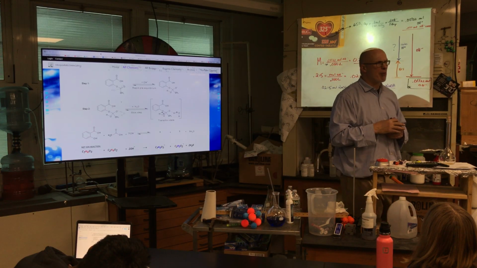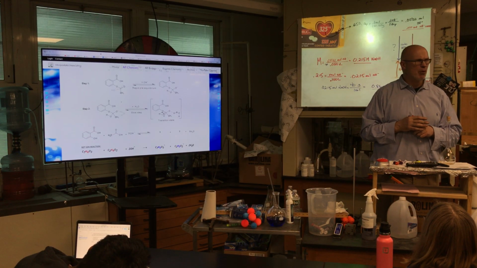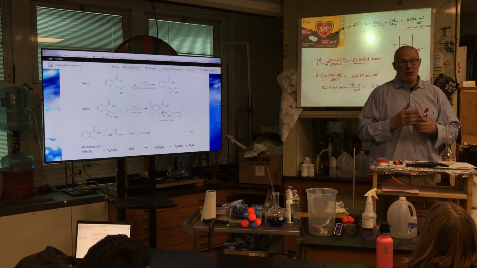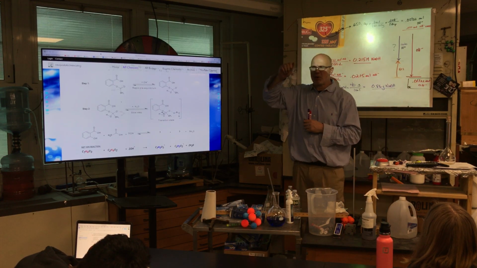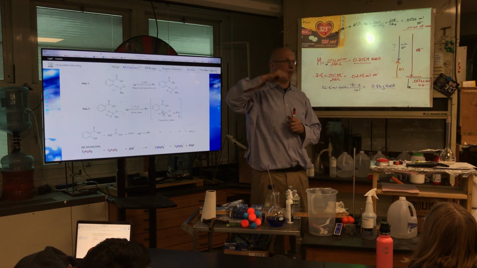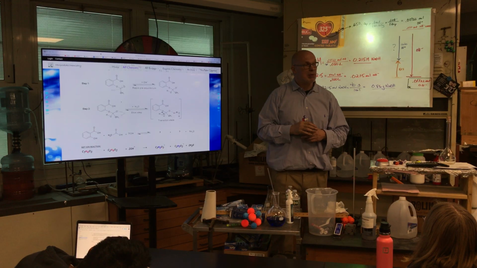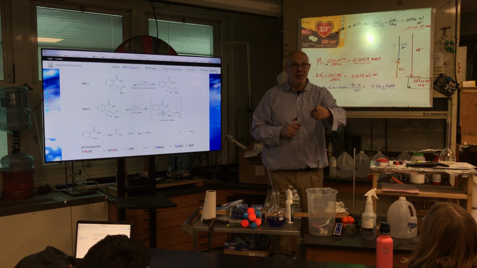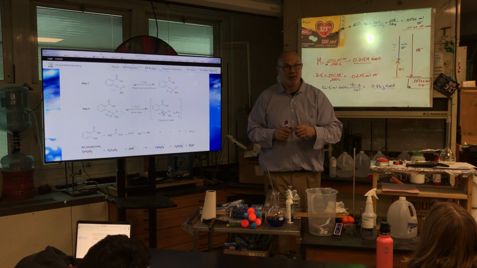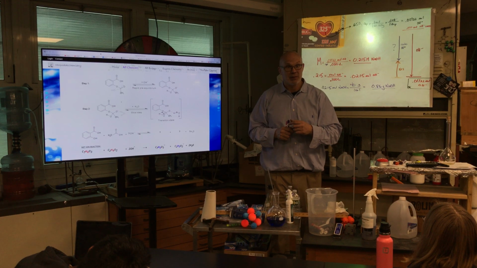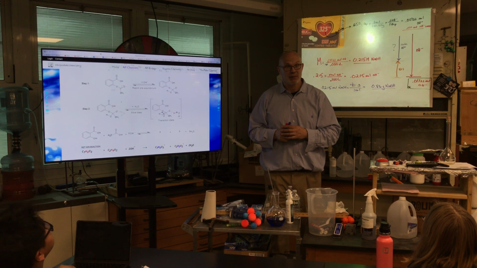Why would I rinse the burette with a titrant before that? We haven't talked about it, now's a good time. Why would I rinse the burette with the titrant? What if I rinsed it with water first and then put the titrant? Why would that be a problem? Polarity would change. It would change in what way? Would it go up or down? Up. No, down.